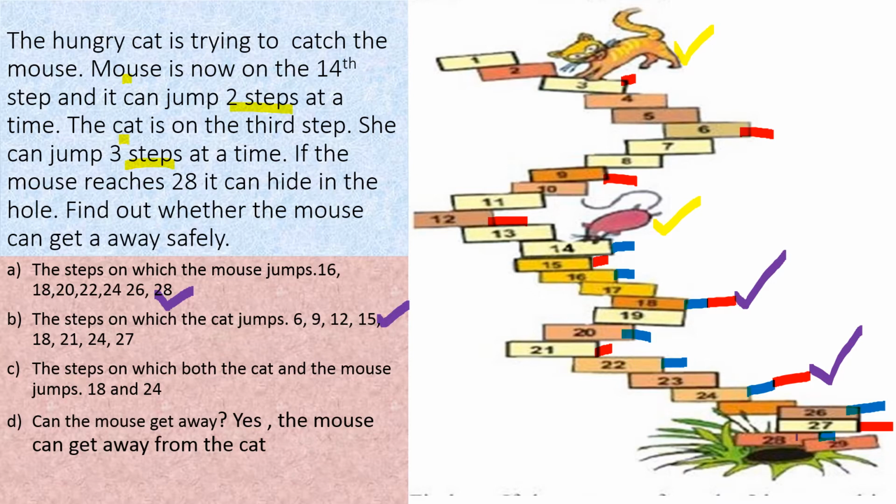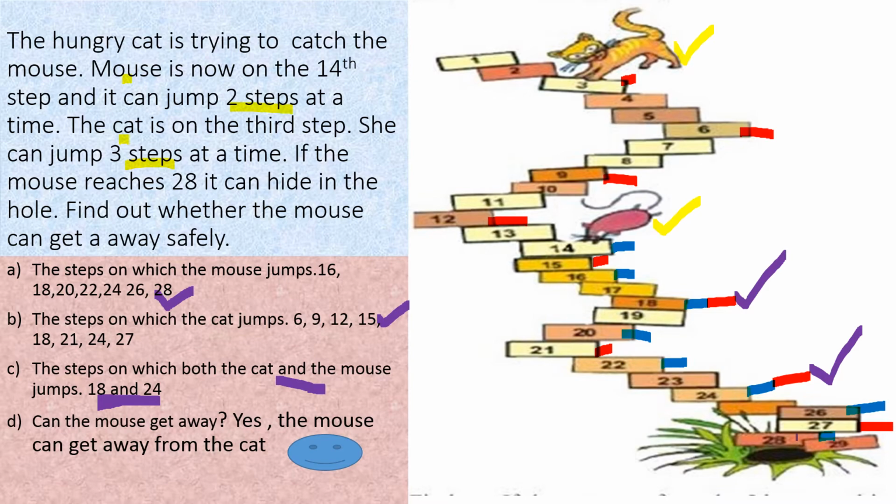Hope you have understood what multiples are. It is skip counting. The next question: which are the steps where both the cat and mouse land together? That is the common multiples of 2 and 3. Hope you all understood the multiples. It is very easy. Are you all interested in the story? So this is the multiples of 2 and 3. Here we learned what the common multiples of 2 and 3 are.